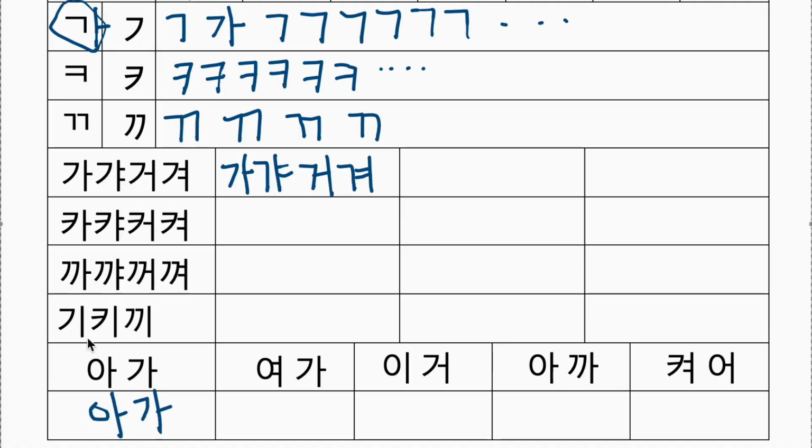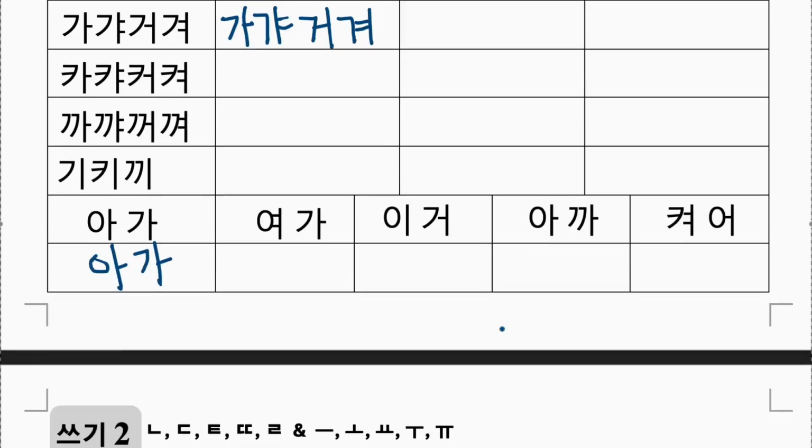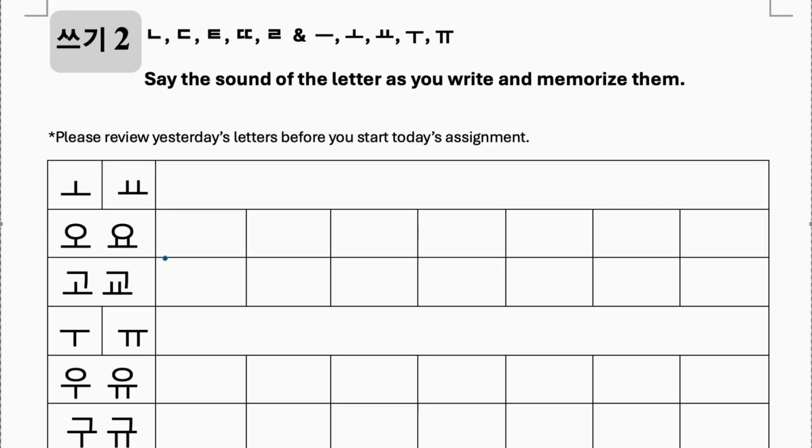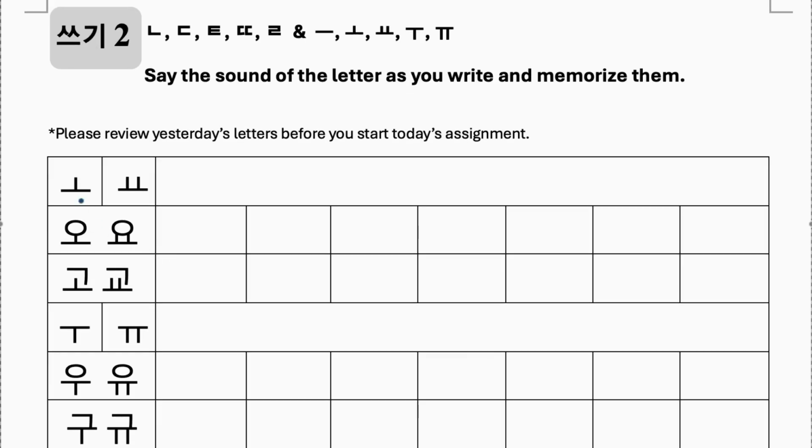So you can say yoga, ego, aka. All right, so writing 2. This is writing 2. We're learning different vowels, which is o, yo. You're gonna do the same thing. O, yo, o, yo, o, yo.